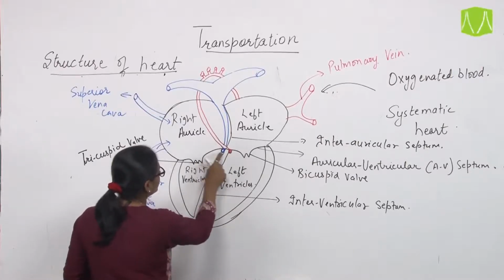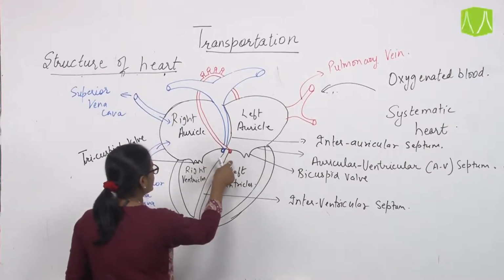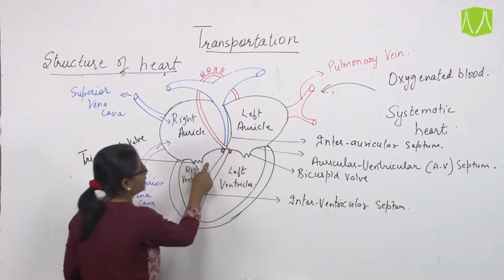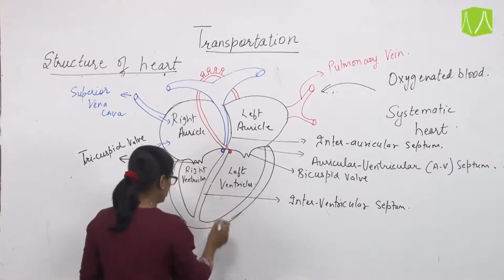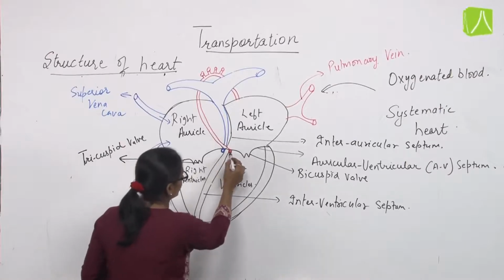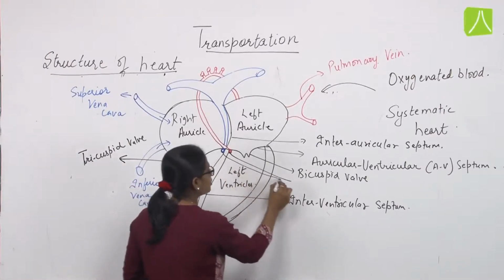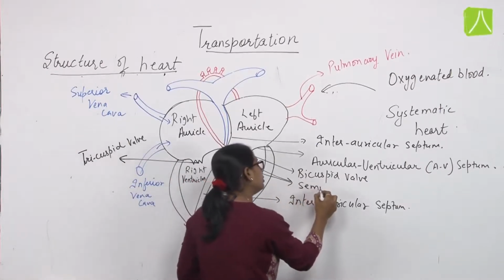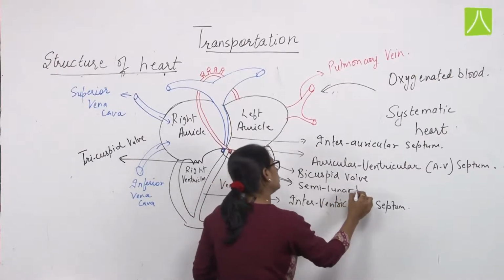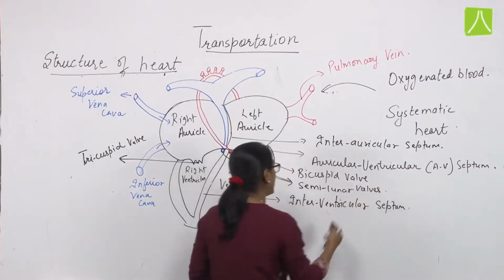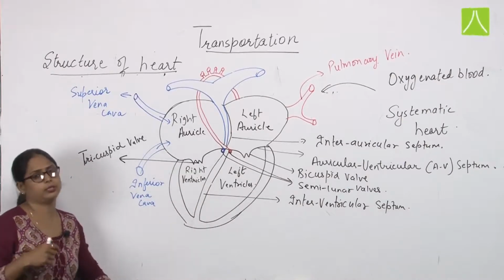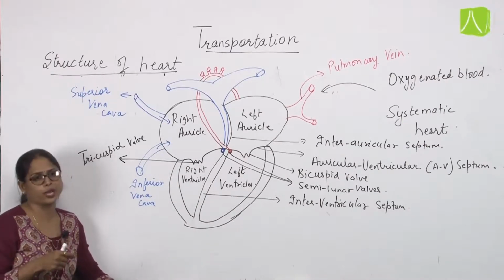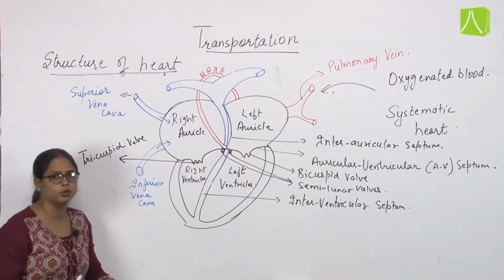Now, another thing is that there is another valve present. At the wall of the ventricles, the cavity of the ventricles has two types of valves known as semilunar valves. Their shape is similar to that of a semi or half moon. That is why the valve is named the semilunar valve.